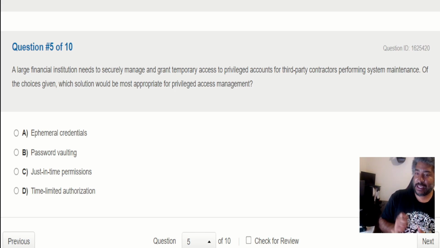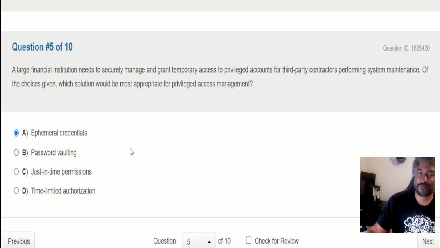The key here also is you want to find what the best answer is. I can tell you off the bat that ephemeral credentials and time-limited authorizations both sound really, really good. And just-in-time permissions also sounds really, really good. So the answer here is going to be ephemeral credentials. And this is kind of the best of both just-in-time and time-limited authorizations.